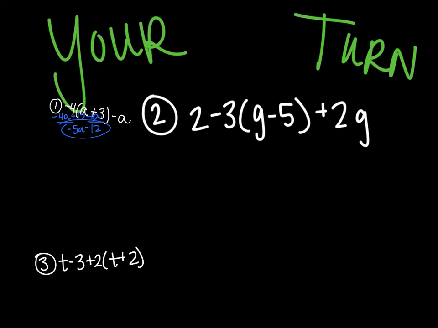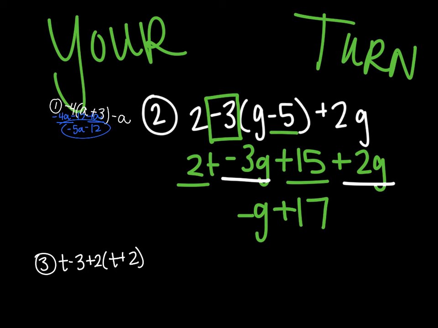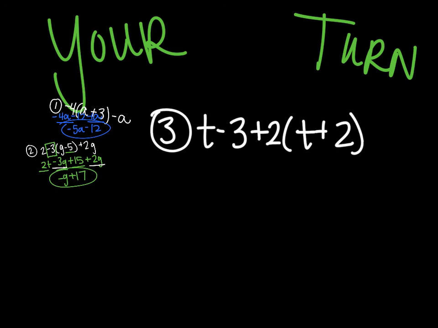Number 2, you need to distribute. Again, that 3 is negative, so negative 3g, and then that 5 is negative, so I distribute and get positive 15. Then I'm going to add in what I haven't used, and then I can combine like terms. I have a negative 3g and a positive 2g. That will give me a negative 1g, which is just negative g. Then I have a 2 plus a 15, which gives me positive 17. There's my final answer. Star it if you got it right. Circle it if you got it wrong.